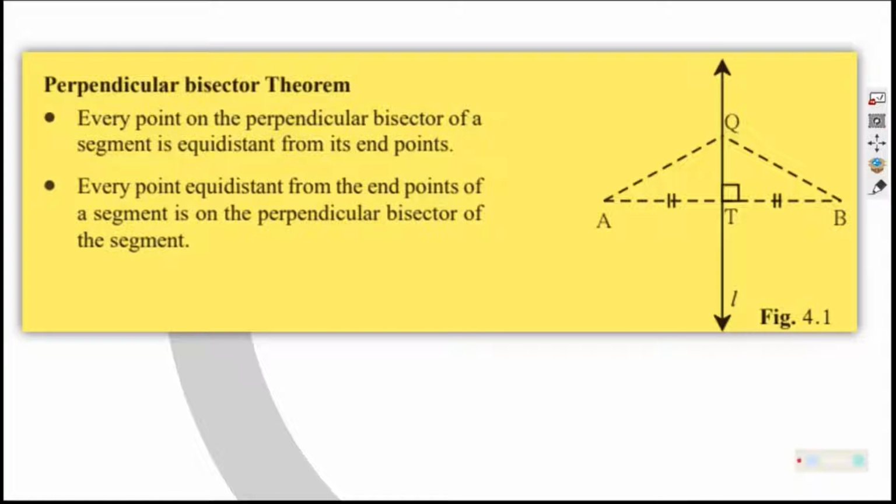Before that, you should know the perpendicular bisector theorem which you studied, where you found that a point on the perpendicular bisector is equidistant from the end points. The whole construction depends on this. Perpendicular bisectors are equidistant from the end points of a segment.